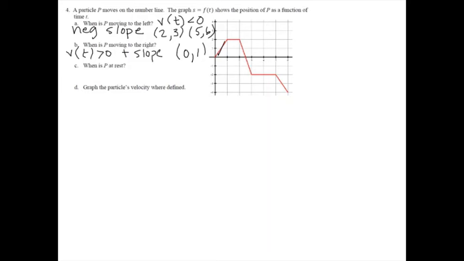Now, when is P at rest? Well, that's when the velocity, or the slope, is equal to 0. So we have 0 slope here, and we have 0 slope here. So from 1 to 2, and that's 3 to 5.